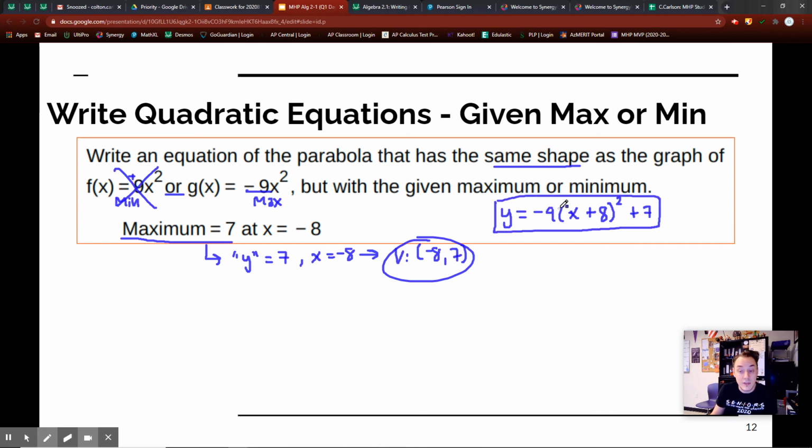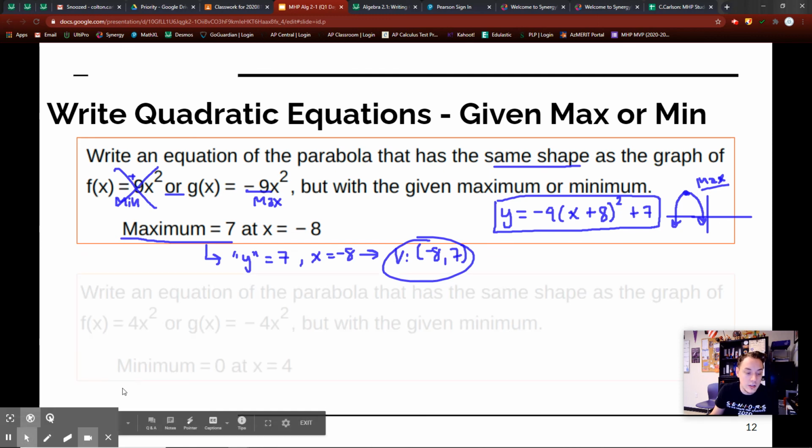Notice how if I graph this, it would be something like this, where you have negative 8 and then 7. So it's actually going to be over here. So negative 8 and 7. So it looks something like this, just briefly. And of course, that is my max. Okay, so I can deduce that from my vertex.